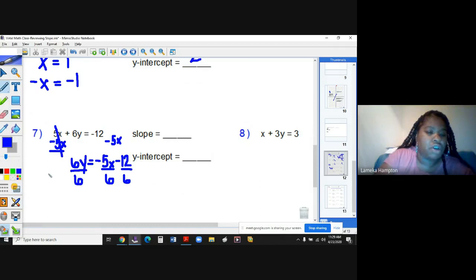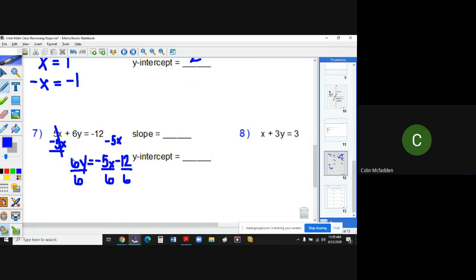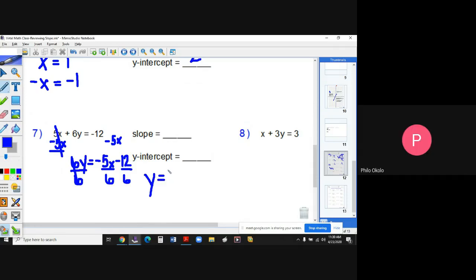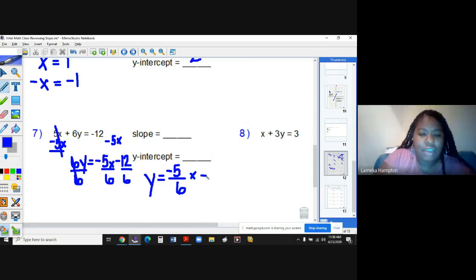All right. So once I do this, those sixes cancel out, and I'm going to be left with y is equal to what? -5 over 6 x, minus 2. Yes.